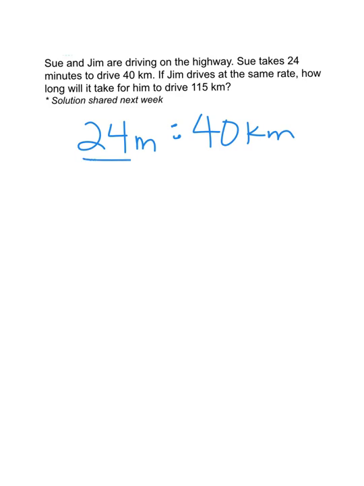Looking at the numbers 24 and 40, I'm asking myself, what is the largest number that divides evenly into both of these? And the one that I can come up with is 8. So 24 divided by 8 and 40 divided by 8. I'm just trying to reduce this to be something that I can relate to this 115 kilometer mark that I've got here for Jim that I'm trying to work with.